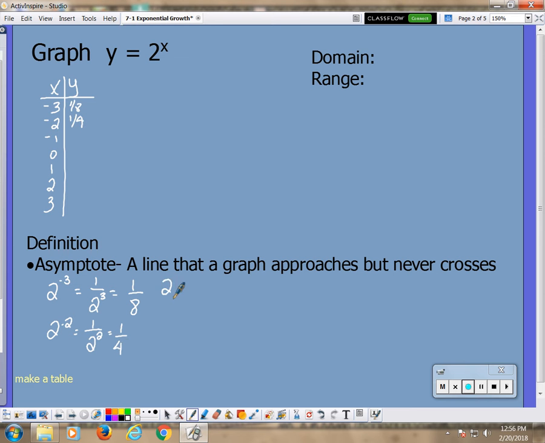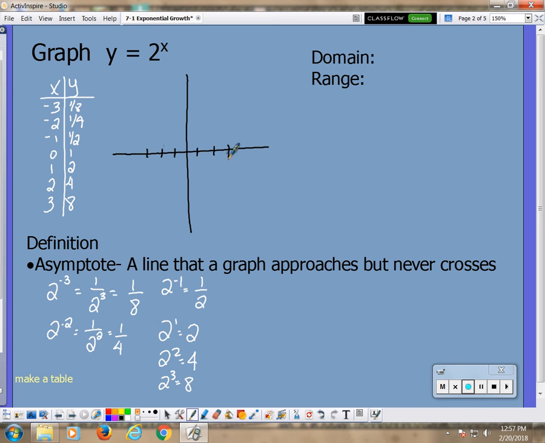And then we have 2 to the negative 1 power, which is just a simple flip. And if you remember, anything to the 0 power is 1. 2 to the first power is 2, 2 to the second power is 4, and 2 to the third power is 8. Meaning 2 to the first is 2, 2 squared is 4, and 2 cubed is 8. All right, so now let's graph this.